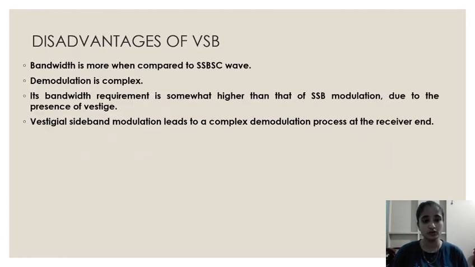Next we move on to the disadvantages of the VSB. Bandwidth is more when compared to the SSB-SC wave, that is single sideband modulation. Demodulation is complex. Its bandwidth requirement is somewhat higher than that of the SSB modulation due to the presence of the vestige. Vestigial sideband modulation leads to a complex demodulation process at the receiver end.